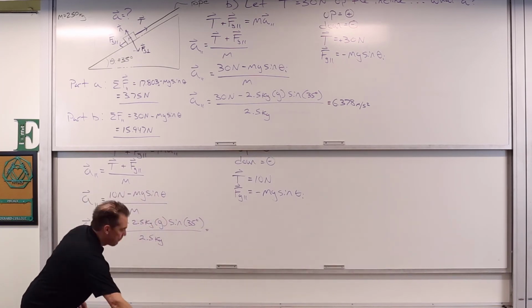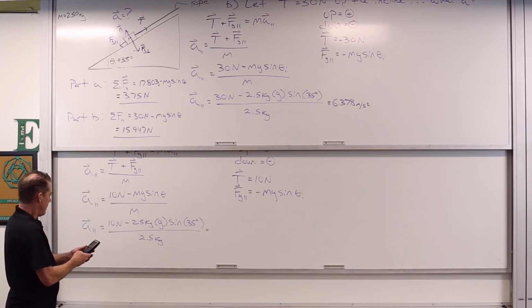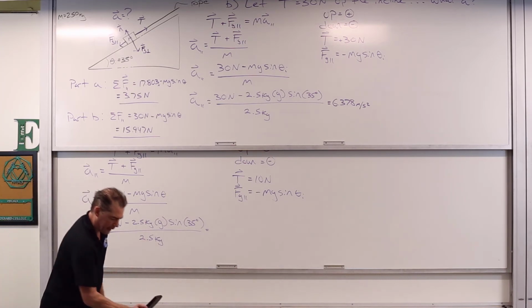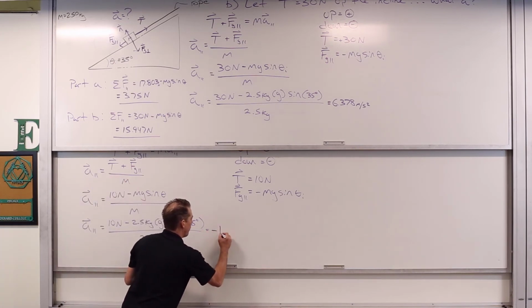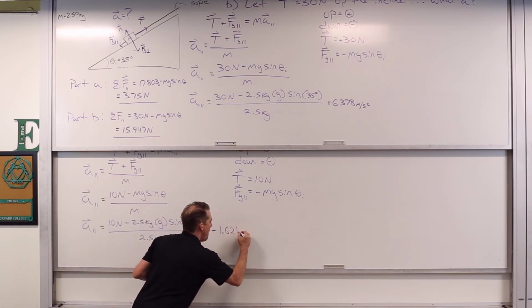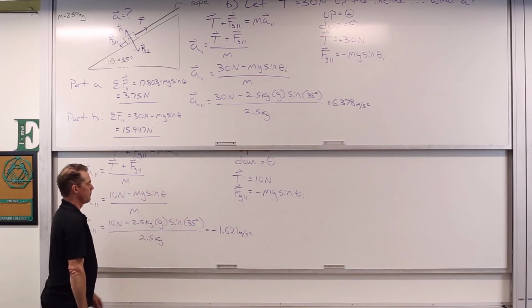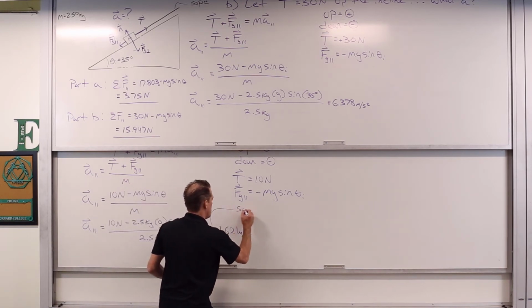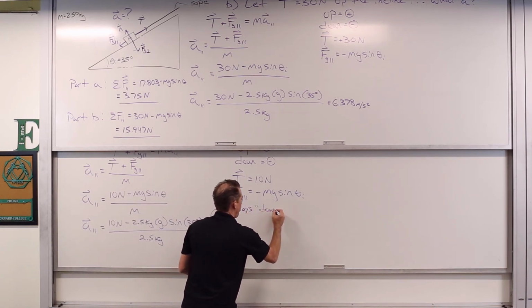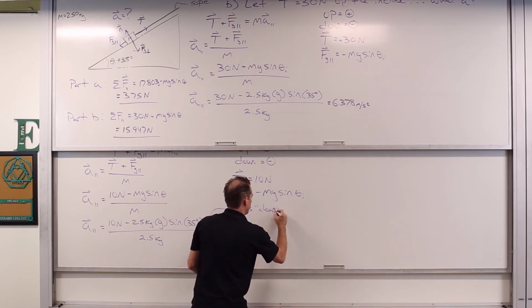So let's compute that out and see what we get. We got 10 minus 2.5 times 1.8 times sine of 35, and then that divided by 2.5. Oh my gosh, I get a negative answer. Whew. What does that even mean? We get negative 1.621 meters per second squared. What does negative mean? Negative means down the incline.